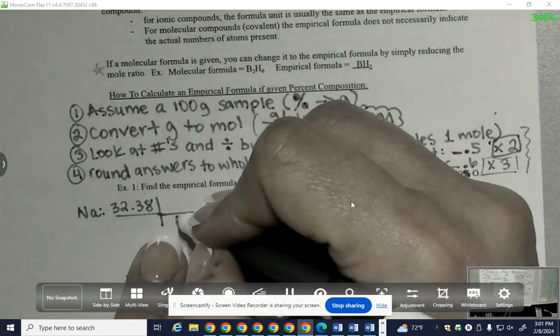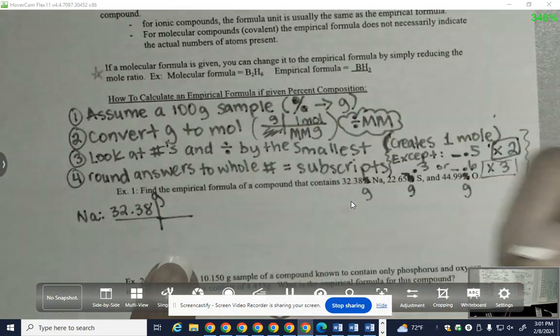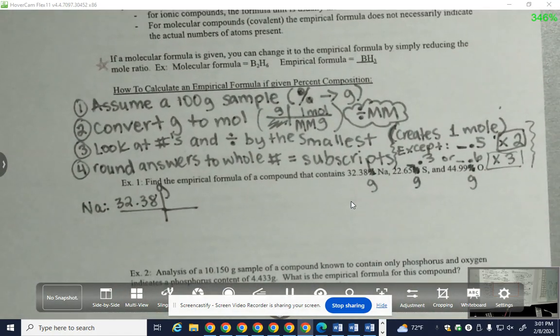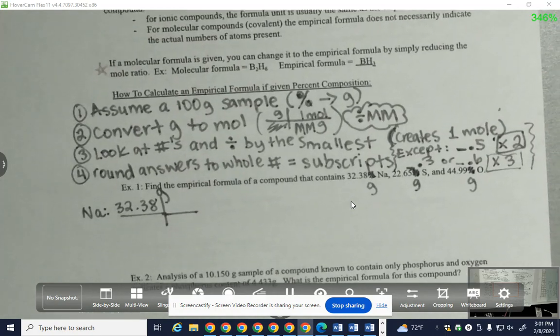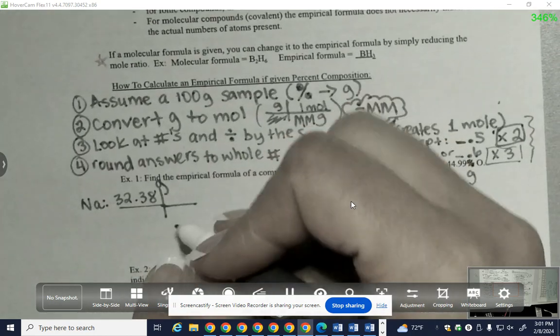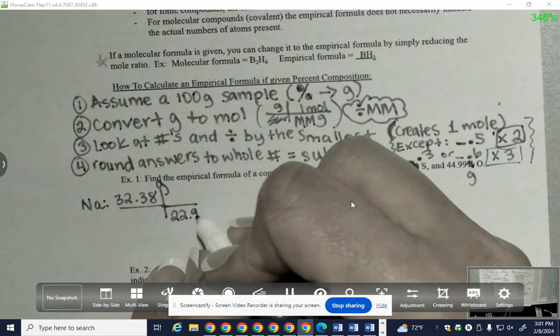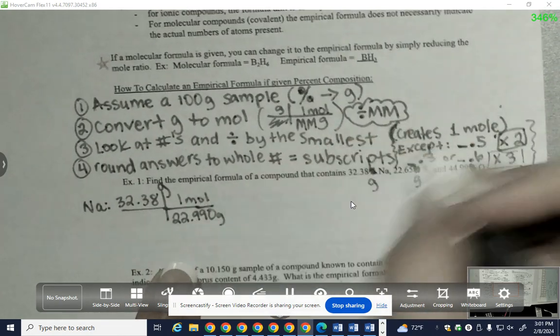I'm going to bring words down to the right. That was grams. Down to the right, and I'm going to have my molar mass. So I'm going to look at my periodic table to figure out what sodium is. Sodium should be 22.99. Yeah, 22.990. And that's connected to 1 mole, so that's how we're converting, right?